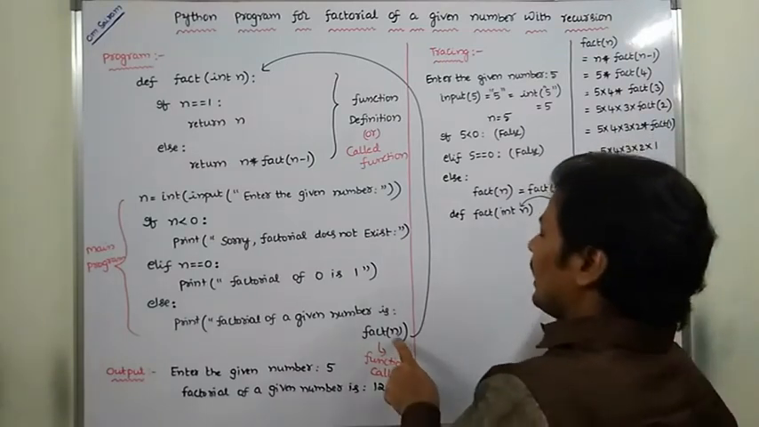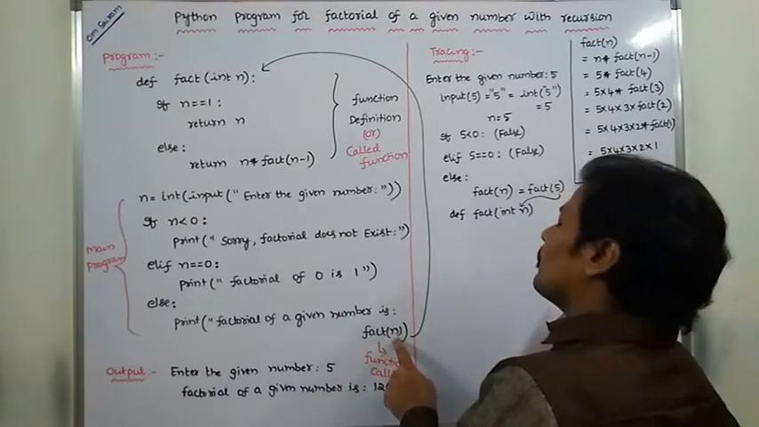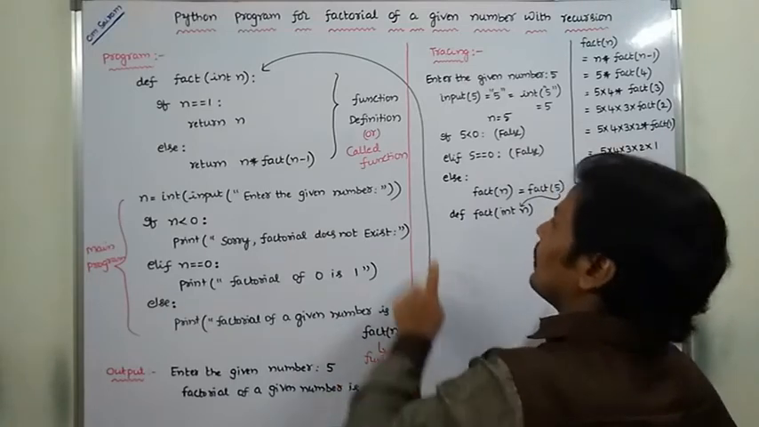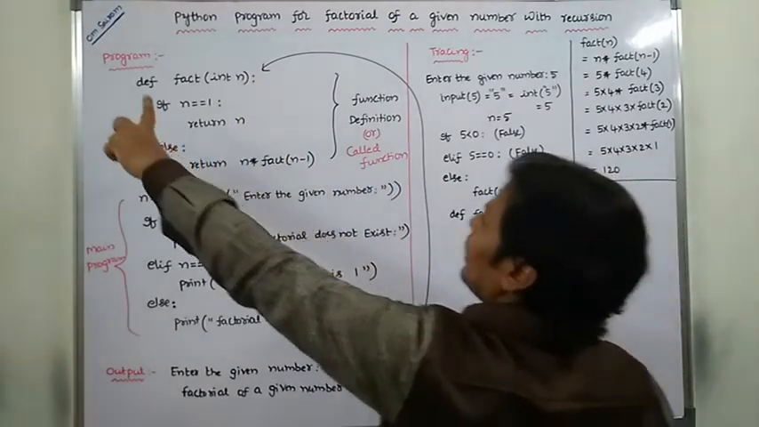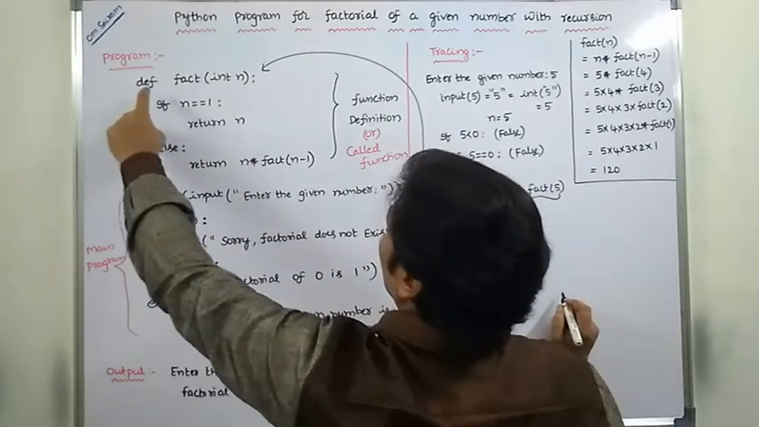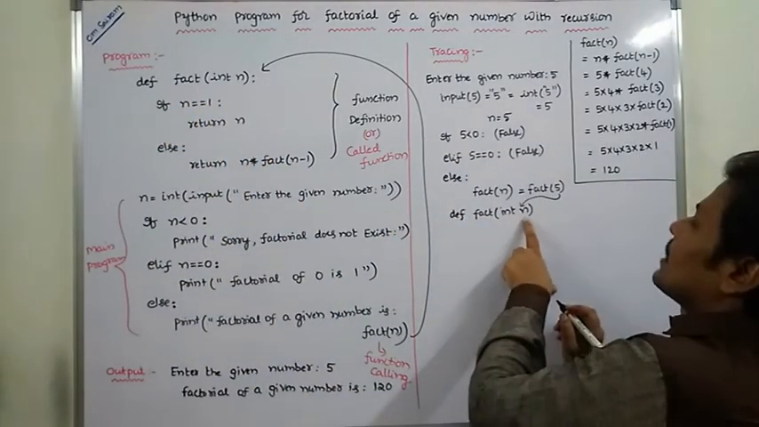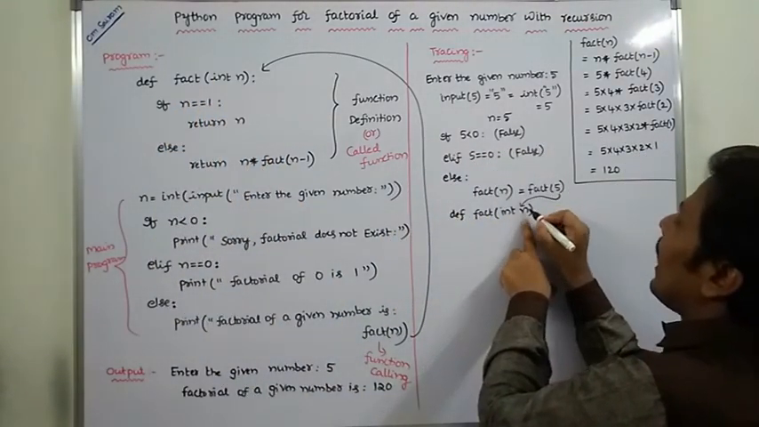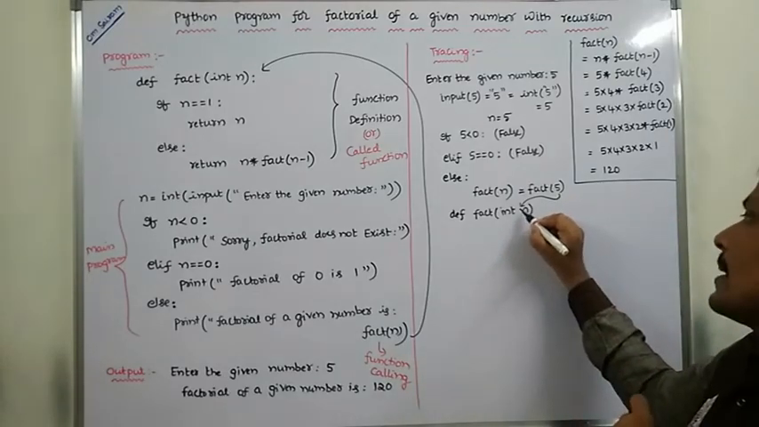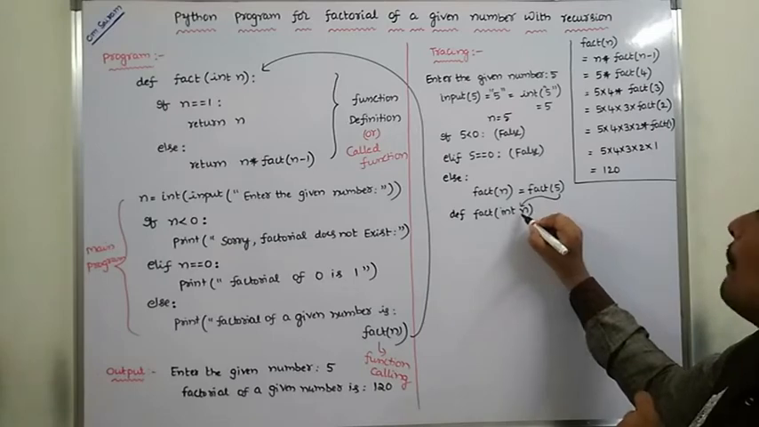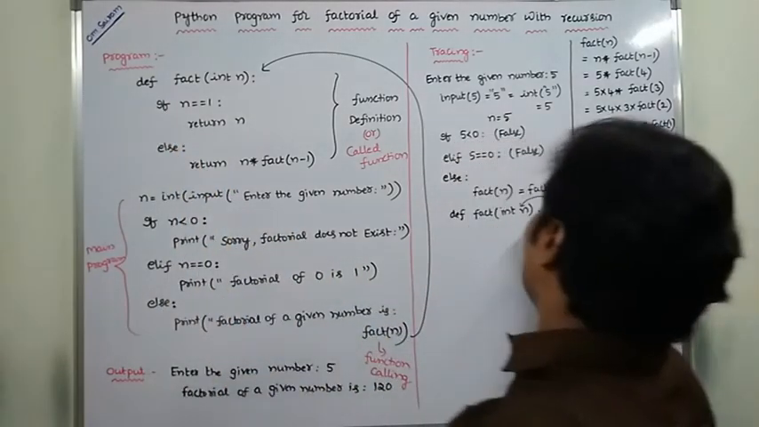So here the n value we entered is 5. Fact of 5 is called, and the control is transferred from the calling function to the called function, def fact of int n. So here n is equal to 5. The value 5 is copied into the variable n, the formal parameter n.